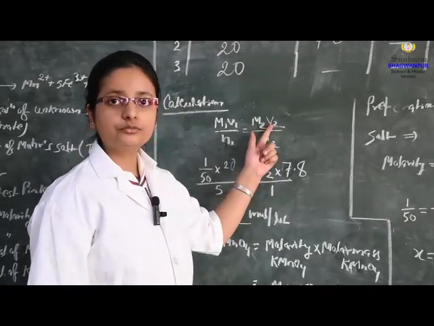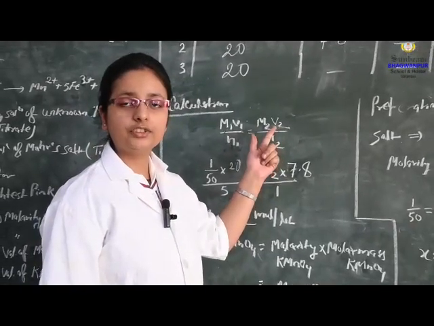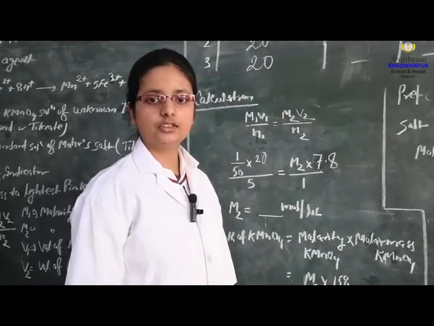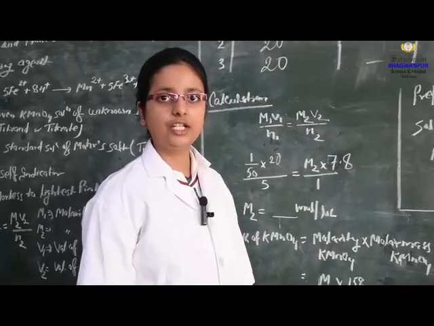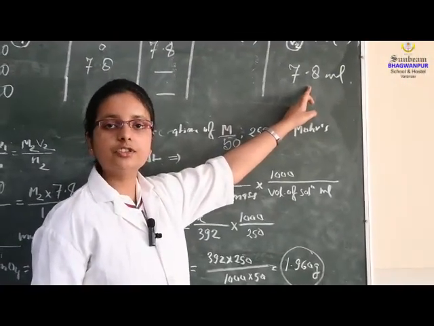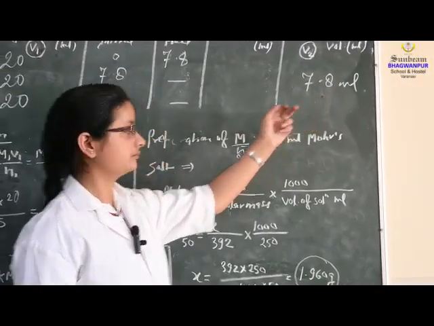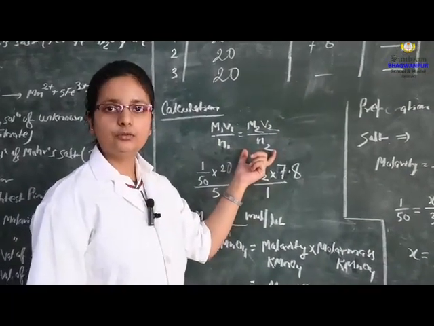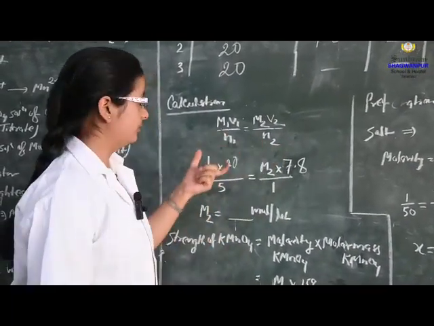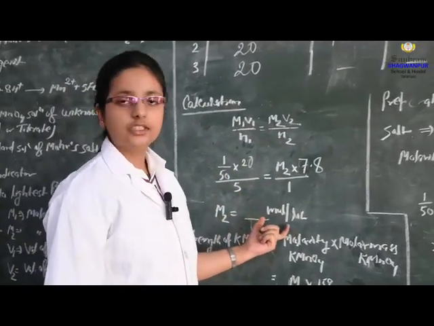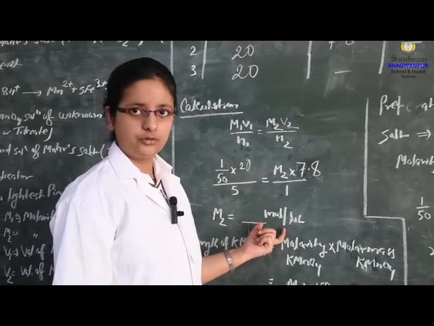V2 is the volume of the KMnO4 which we have used, so that the color of the solution has changed to light pink. So that is 7.8 ml, which we have obtained from the burette. And N2 is the number of moles of the KMnO4, which we have used. So from the further calculation, we will obtain the molarity of the KMnO4 solution.